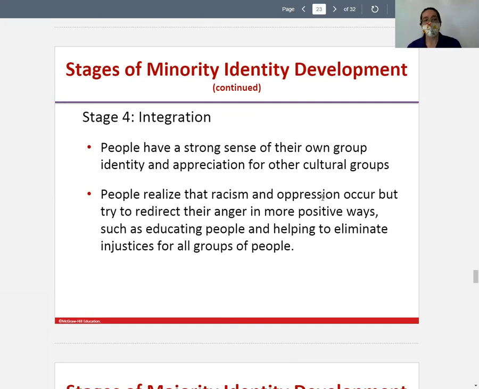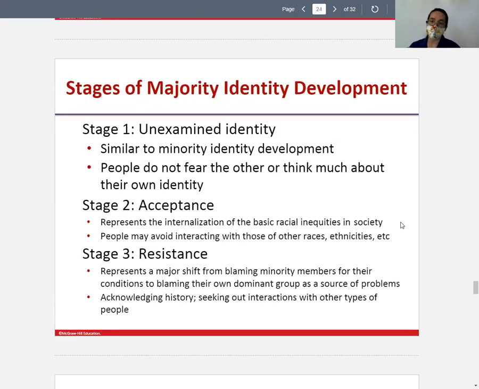Okay, so now we're moving on to the 4 stages of majority identity development. This is if you are part of a dominant group, and once again, depending on where you are, the dominant groups can change. A dominant group can be anything: race, religion, sexual orientation, what have you, whatever identity is dominant in a particular area.